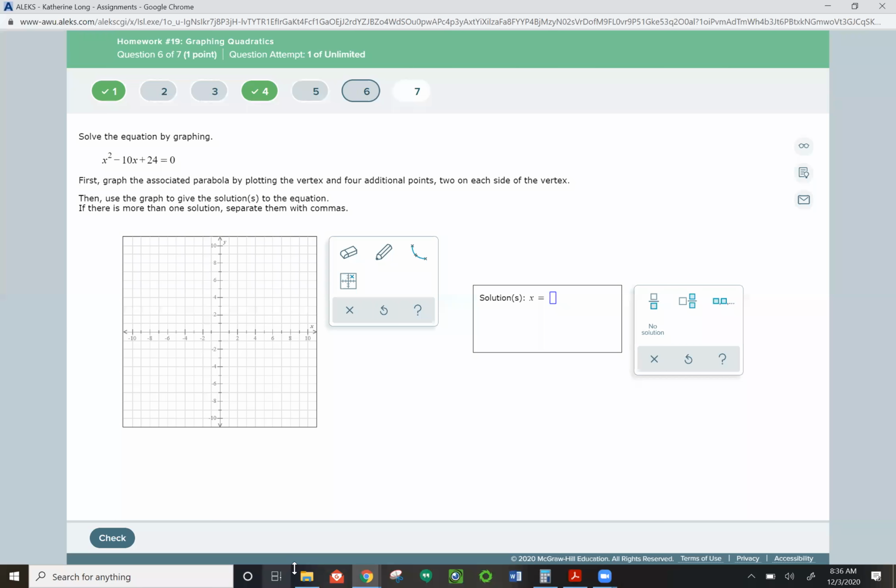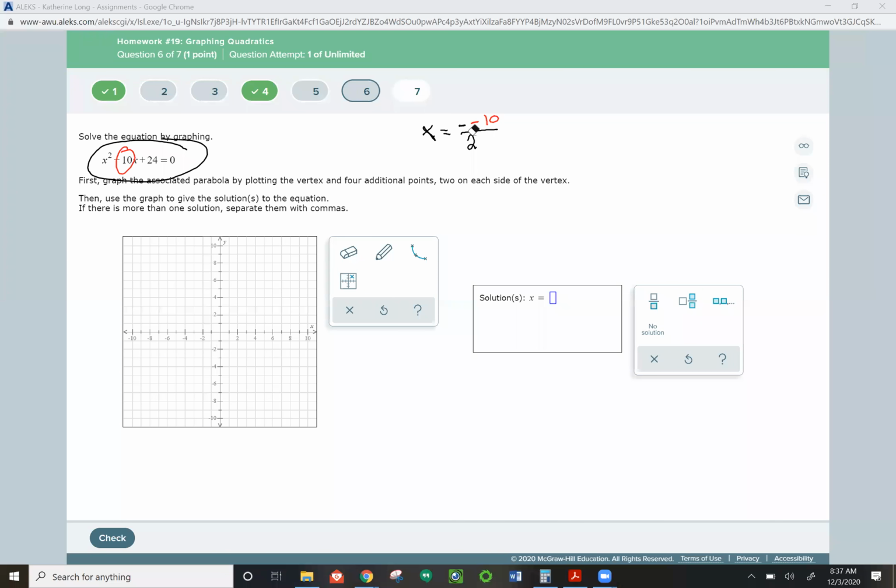All right. So this is my function, x squared minus 10x plus 24. So let's go ahead and graph. I'm going to need to find my vertex first. Okay, so my vertex, I need an x and a y. So my x is equal to -b all over 2a. Well, what's my b? My b is -10. So I'll plug that in, -10.